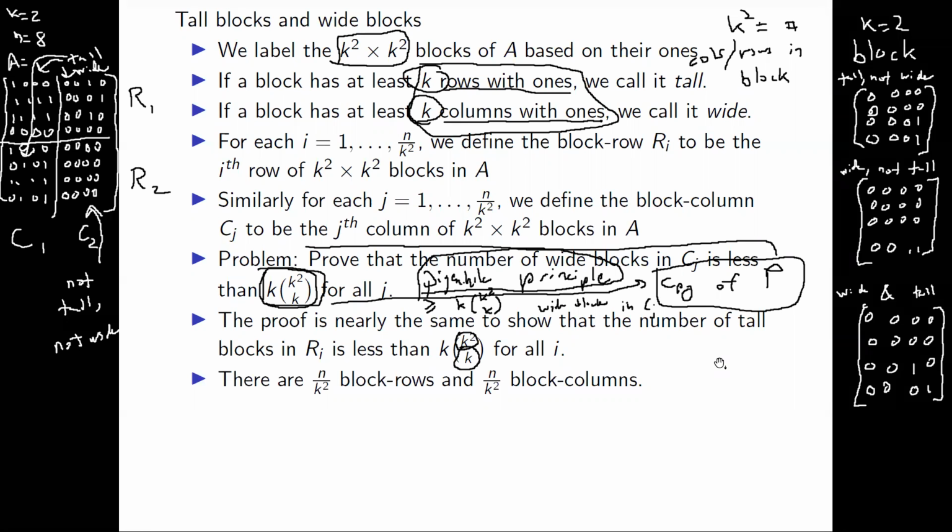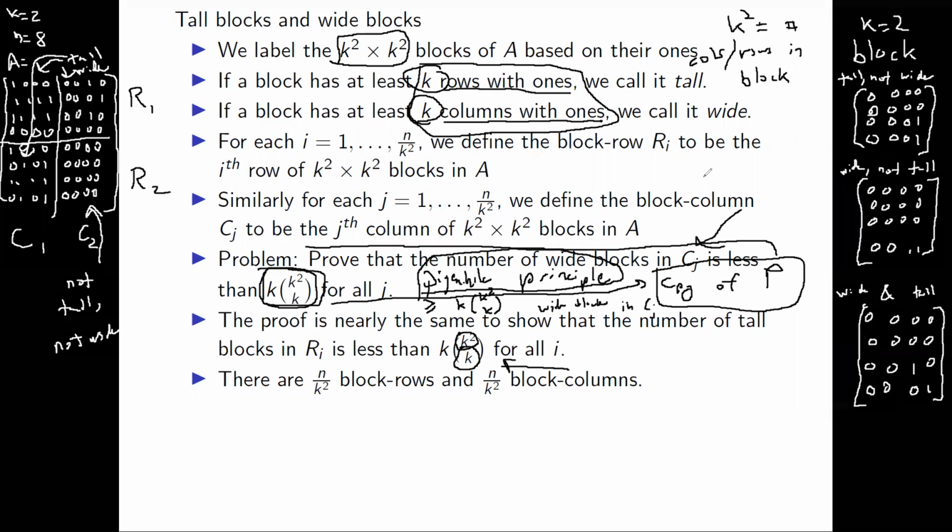Now, let's see why this implies what we want to get. So the total number of block rows is n over k squared, because our matrix A was n by n, and we partitioned it into k squared by k squared blocks. The number of block columns is also n over k squared. And we said that each block row has at most k times k squared choose k tall blocks. So that was each block row. And each block column, the Cj, has less than k times k squared choose k wide blocks.